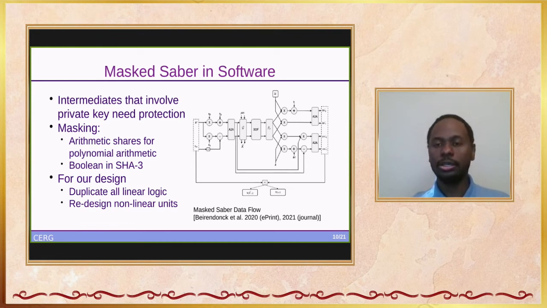The main challenge here in Saber is that some of the operations like SHA-3 favor Boolean masking, and some operations favor arithmetic masking. Some of the operations, for example, those that do polynomial arithmetic, favor arithmetic masking. So you need to securely do this conversion between arithmetic and Boolean masking. So for our design, we chose to duplicate all the linear logic and redesign all the nonlinear components.